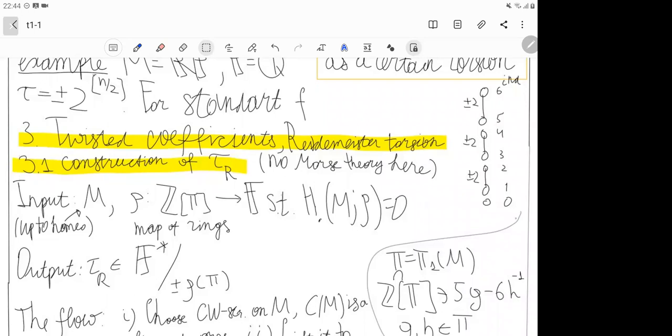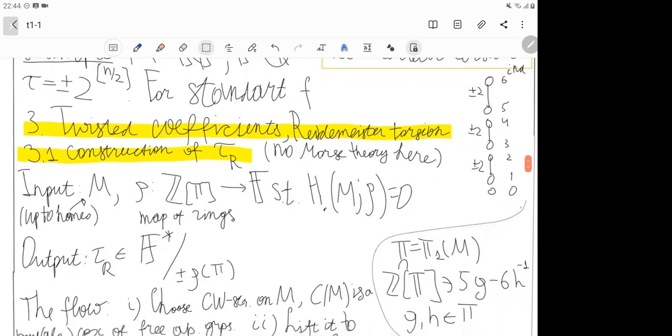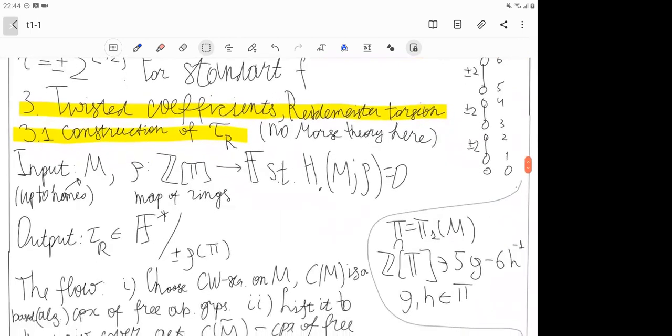It's a nice invariant of a manifold invented 100 years ago, and it doesn't have anything to do with Morse theory. So let me be the quickest I can. I have to take M, a manifold, but actually the topological structure is enough, up to homeomorphism. You have pi, which is pi_1 of M. You have the group ring, Z of pi_1.